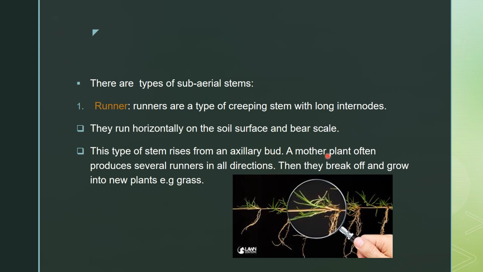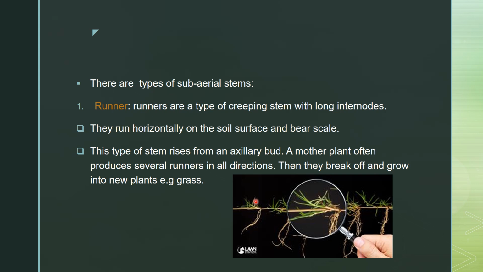A mother plant often produces several runners in all directions. Then they break off and grow into a new plant. An example for this is the grasses. The grass stem is a runner. So you can break it off at the node to give a new plant, because it has adventitious roots, it has nodes and internodes. It's ready to give a new plant.